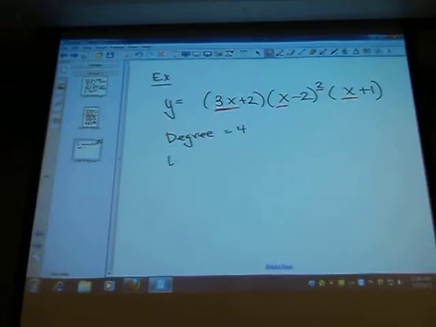And what is my leading coefficient? Well, the coefficient of the first x is 3. Coefficient of the second one is 1. Coefficient of the third one is 1. So you have 3 times 1 times 1, which is just 3.